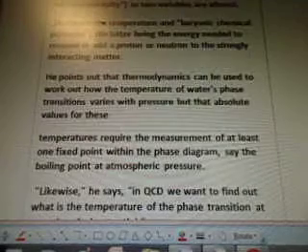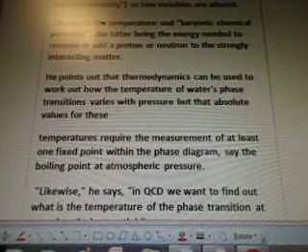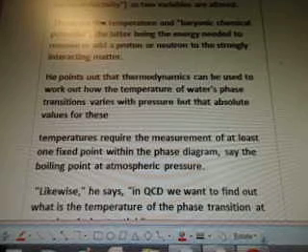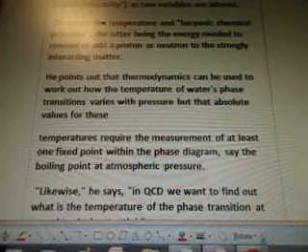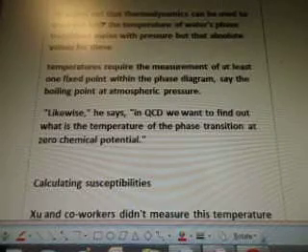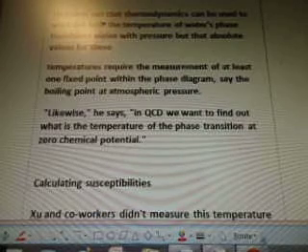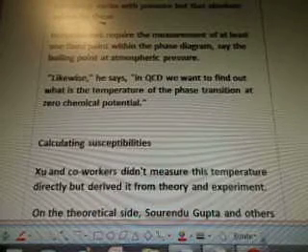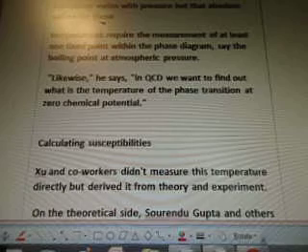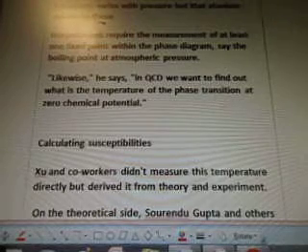He points out that thermodynamics can be used to work out how the temperature of water's phase transitions varies with pressure, but that absolute values for these temperatures require the measurement of at least one fixed point within the phase diagram. Say, the boiling point at atmospheric pressure. Likewise, he says, in QCD we want to find out what is the temperature of the phase transition at zero chemical potential. Calculating susceptibilities, Zhu and co-workers didn't measure this temperature directly, but derived it from theory and experiment.